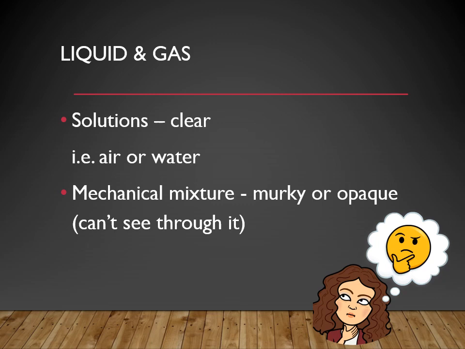A mechanical mixture will tend to be murky or opaque, so you can't necessarily see through it. So when it is foggy out, that would be a mechanical mixture of gas. Or if you're drinking chocolate milk, that also would be a mechanical mixture because you can't see through it.